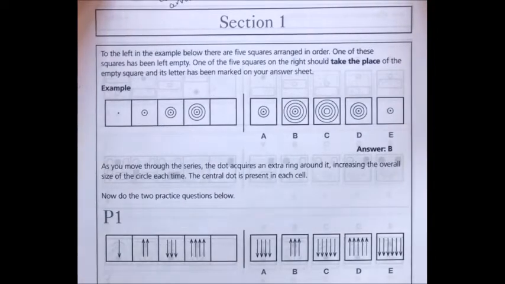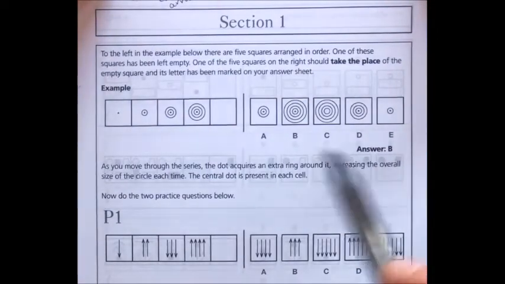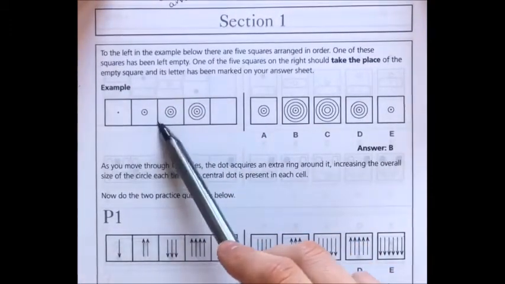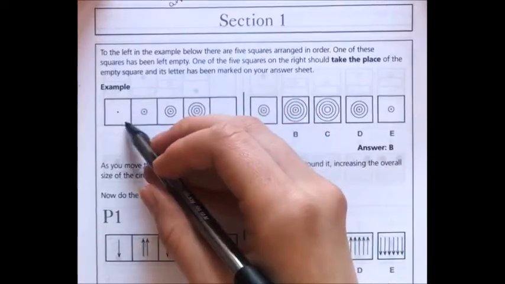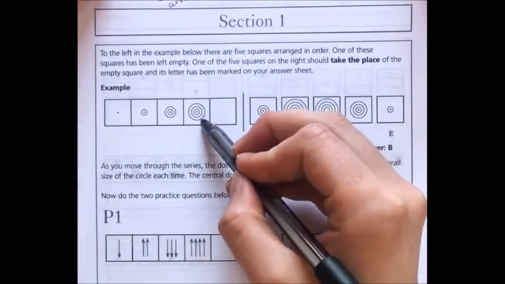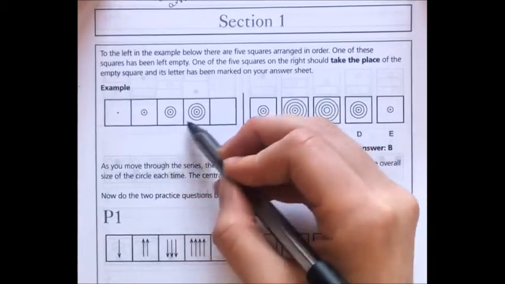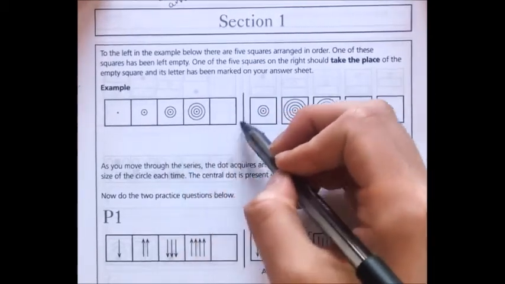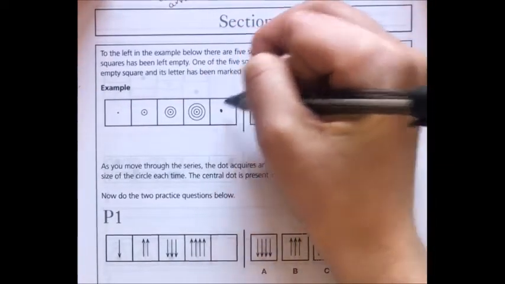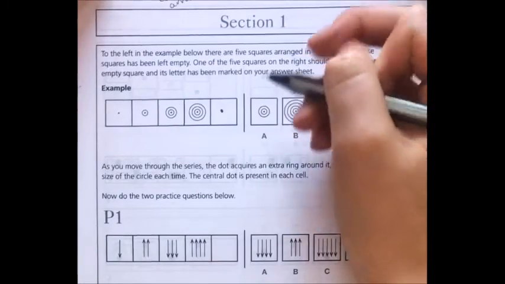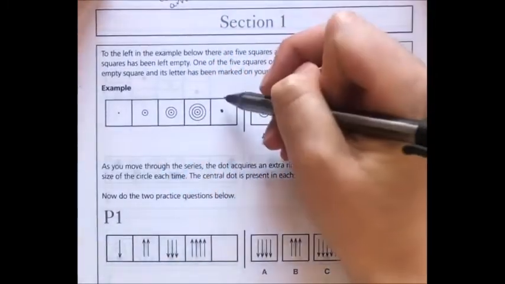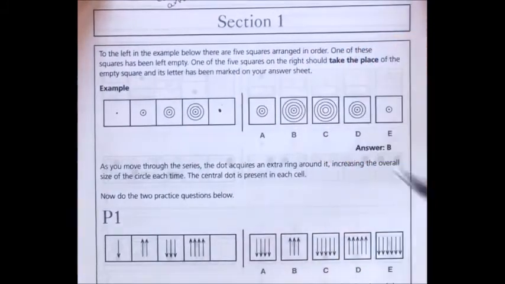Okay, so let's have a look at example 1. We can see here as you move through the series, the dot gains an extra ring around it. It has 0 rings here, 1 ring here, 2 rings and 3 rings. And the central dot stays the same and in the middle each time. Therefore, we can expect to see the central dot in this box as well. But as we noted, 0, 1, 2, 3 rings, we expect 4 rings to see here.